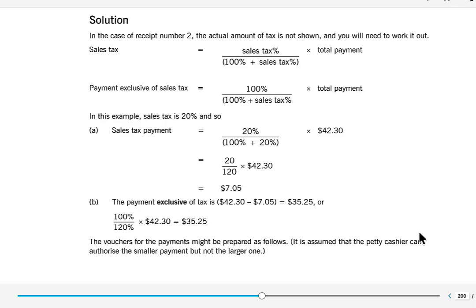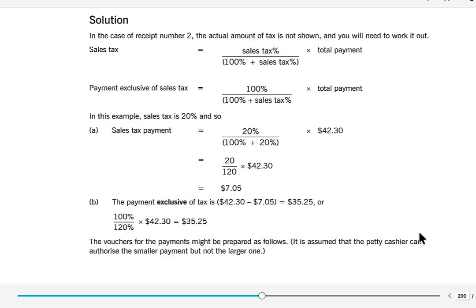Step 1. Find the sales tax amount inside the total. Sales tax amount equals 20 divided by 120 times the total payment. So we do 20 over 120 times $42.30. That gives sales tax of $7.05. So the sales tax included in this receipt is $7.05. Step 2. Find the net cost before sales tax. There are two easy ways. Way 1. Subtract the tax from the total. Total is $42.30. Minus tax is $7.05.